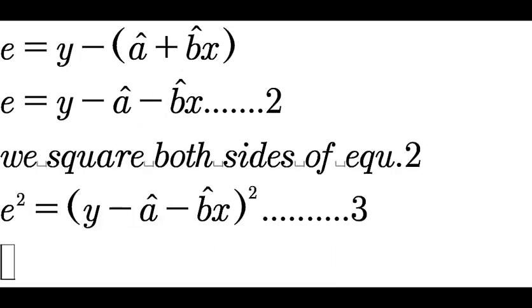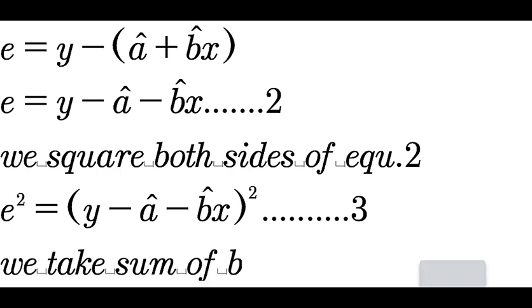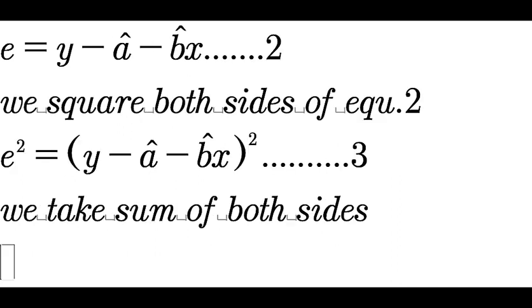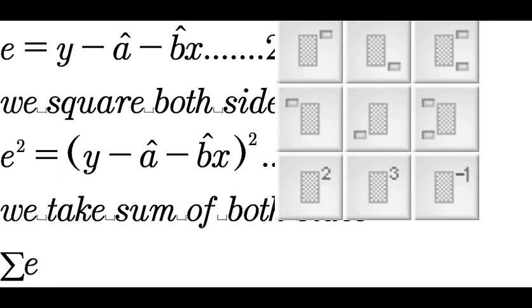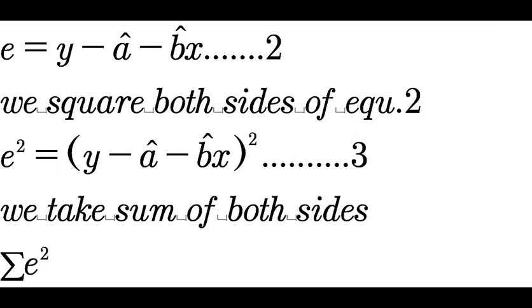Again, we take the sum of both sides of equation 3. We take the sum of what? Both sides. So doing that, we have summation e squared equal to the summation of this binomial given above. Well, the summation of the trinomial given above.